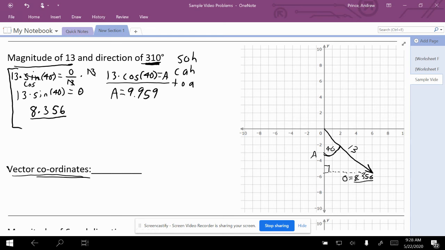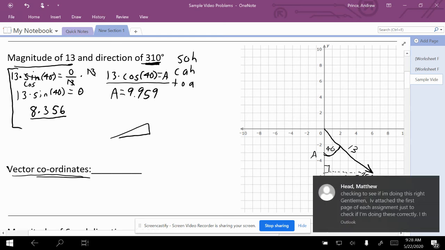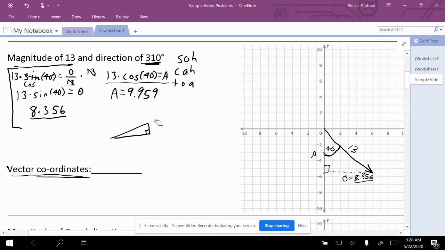That's the angle. If you want to redraw your triangle somewhere else and put your values in there, that's fine too, but don't lose perspective on where it's oriented on your chart, because 8.356 and the 9.959 could easily get mixed up if you lost your perspective on what they were to your 40-degree angle. So I'm going to put 9.959. Now this is just a picture of the sides of a triangle.